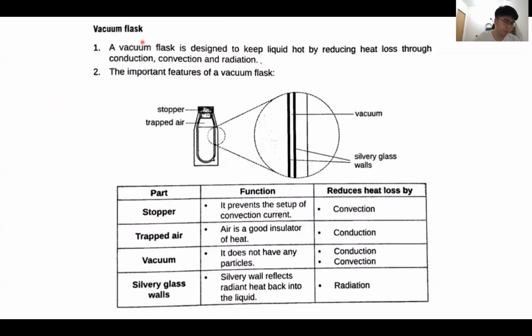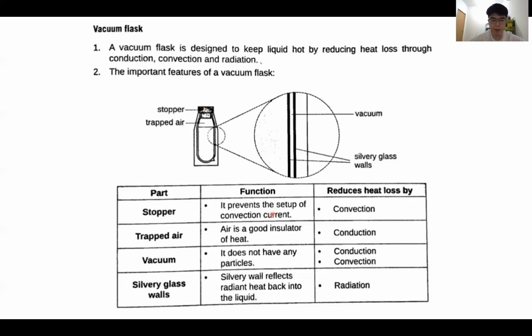Okay, a vacuum flask, the application of radiation. A vacuum flask is designed to keep liquid hot by reducing heat loss through all three types. So it uses the three modes of heat transfer to keep liquid warm. Now, here are the important features: stopper, trapped air, vacuum, and silvery glass wall. Okay, first is the stopper, the lid. What does the lid do?